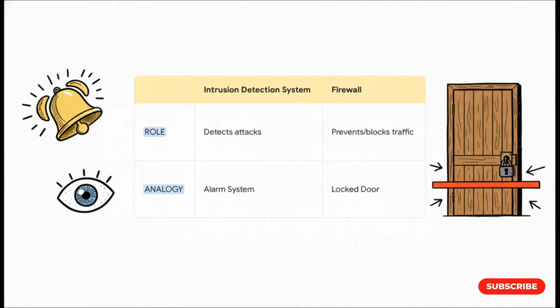Okay, and this is a really important distinction to make because people mix this up all the time. An IDS is not a firewall. Think of it this way. A firewall is your locked door. It's a wall. Its job is to block stuff from getting in. An IDS, on the other hand, is your alarm system. It kind of assumes someone might get past the lock, so its whole job is to spot that suspicious activity and sound the alarm. They're a team, for sure, but they do very different jobs.